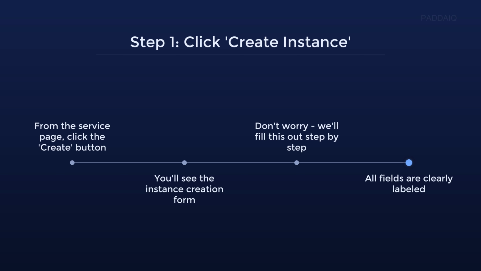All fields are clearly labeled. This means each input has a descriptive title, so you know exactly what information to enter. For example, the instance name field tells you to provide a unique name for your resource. This clear labeling helps prevent errors and guides you smoothly through the setup process.